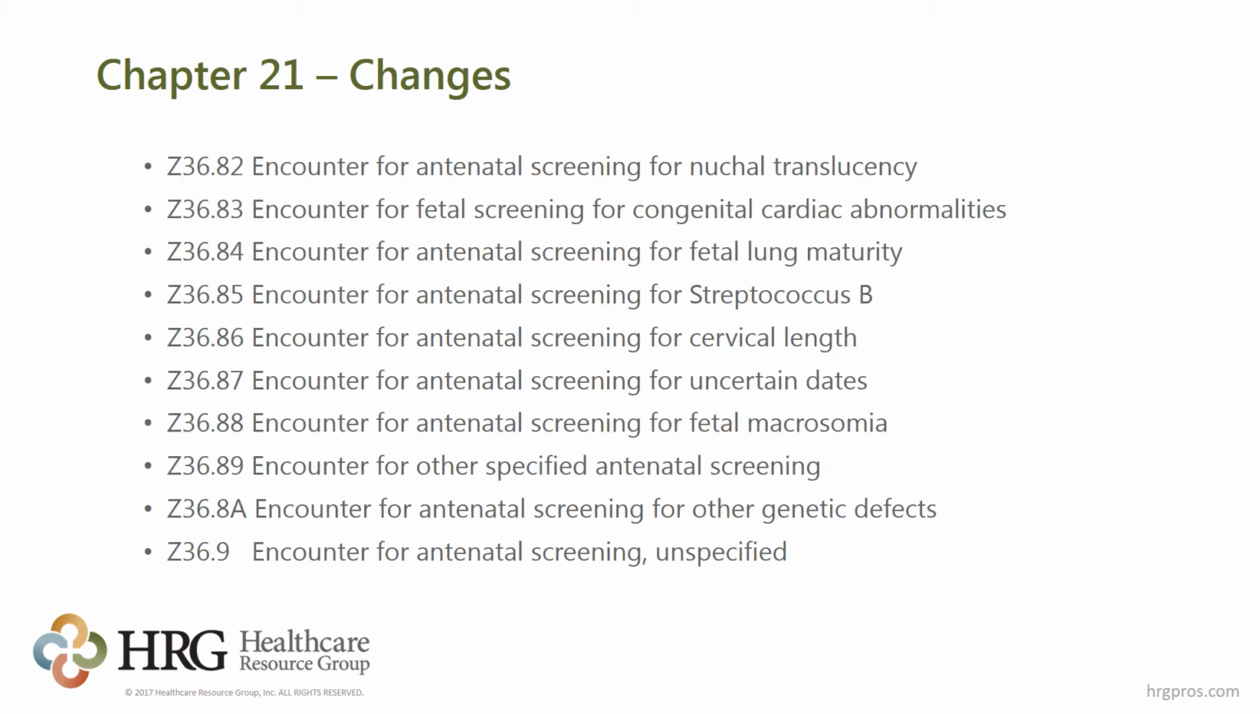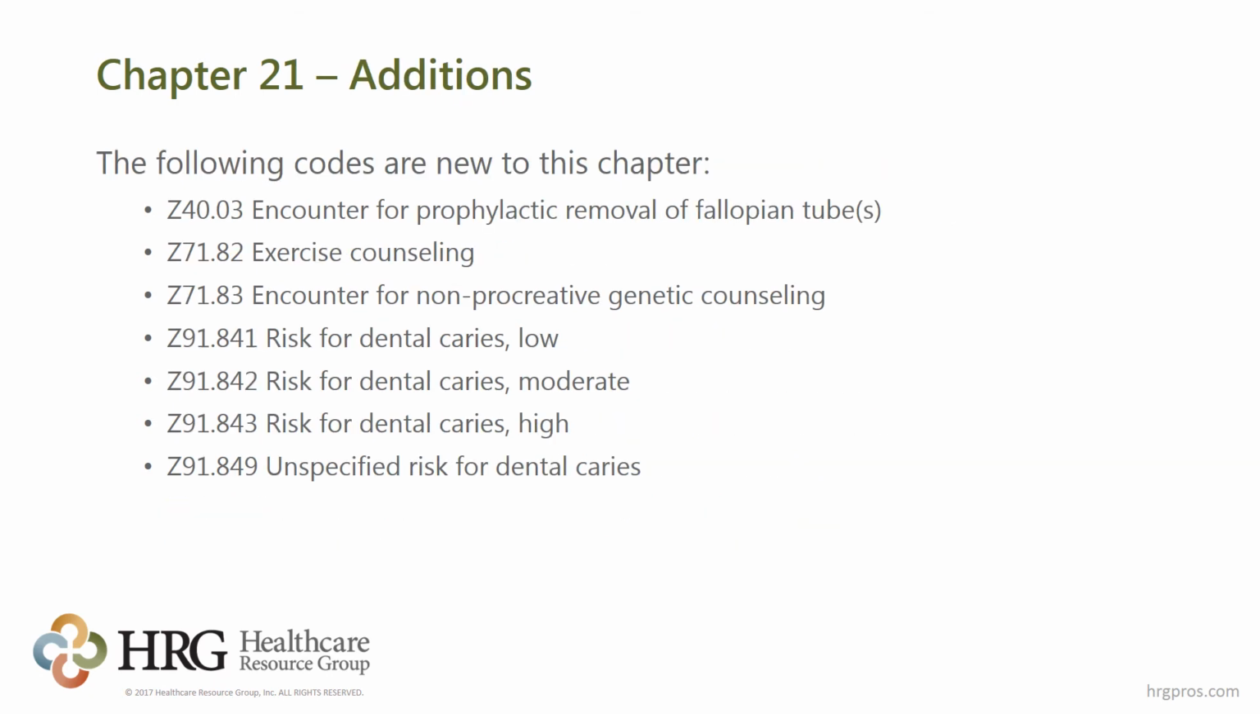The remaining 10 new codes for antenatal screening are listed on this slide, and as you'll notice, they get pretty specific on the type of screening that they are discussing, so please be extra careful when coding for antenatal screening to be sure the correct code is selected. The final additions to Chapter 21 are listed on this slide. They range from encounter for prophylactic removal of fallopian tube to risk for dental caries.